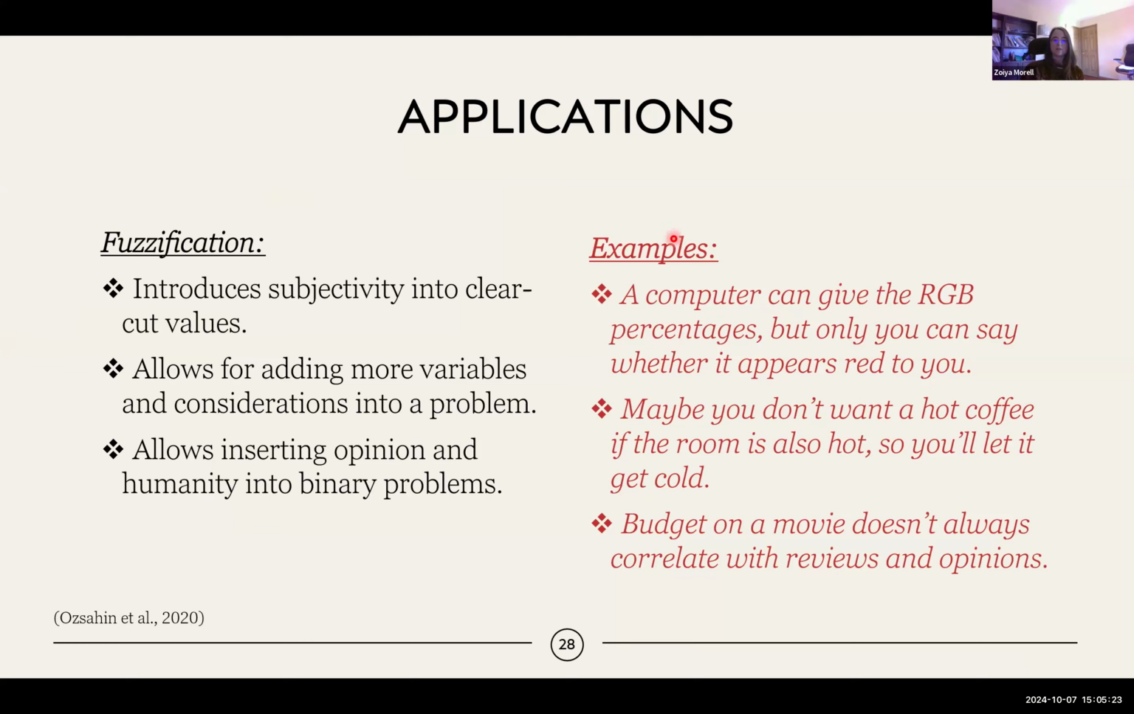So some examples of when we want to fuzzificate things are if you're looking for a color, a computer can only give you the values of that color in percentages, but only you can say how red it is and would you want it on your wallpaper. Or maybe you also don't want a hot coffee if the room is also hot, so you want to set rules and say, okay, I'm going to let it get this much cold depending on how hot the room is. So it's not just true or false, I want a hot coffee.